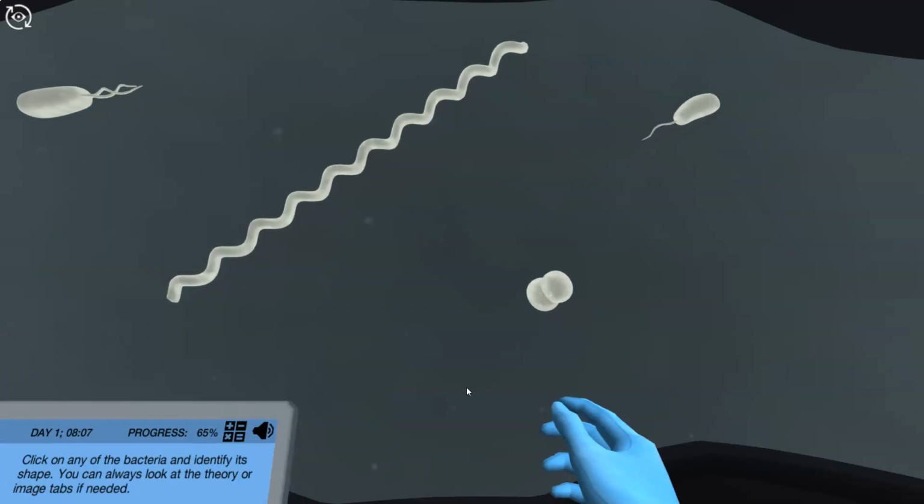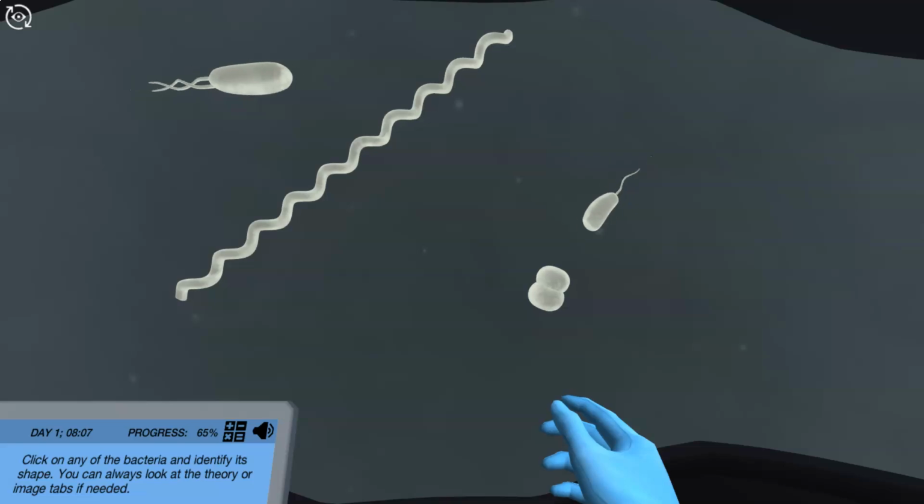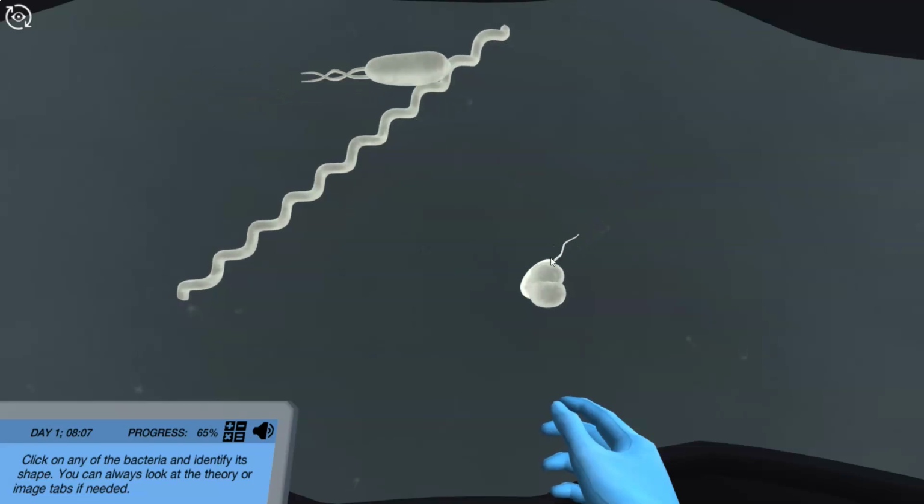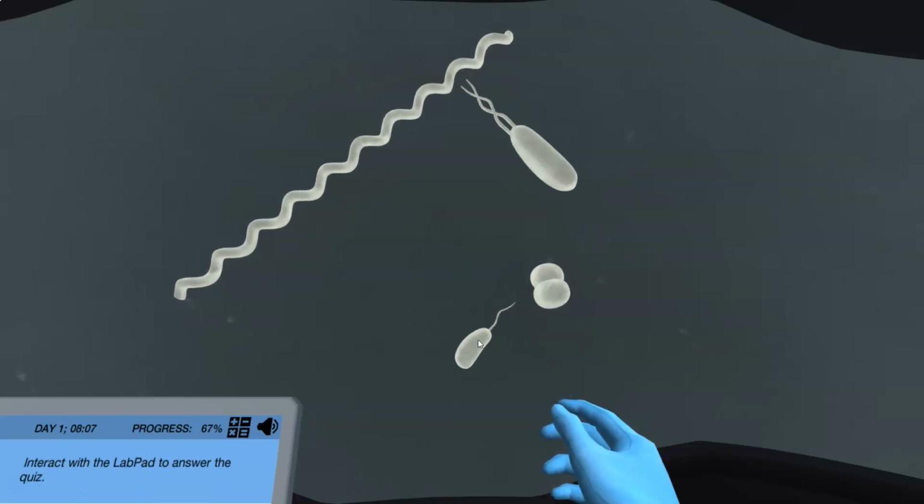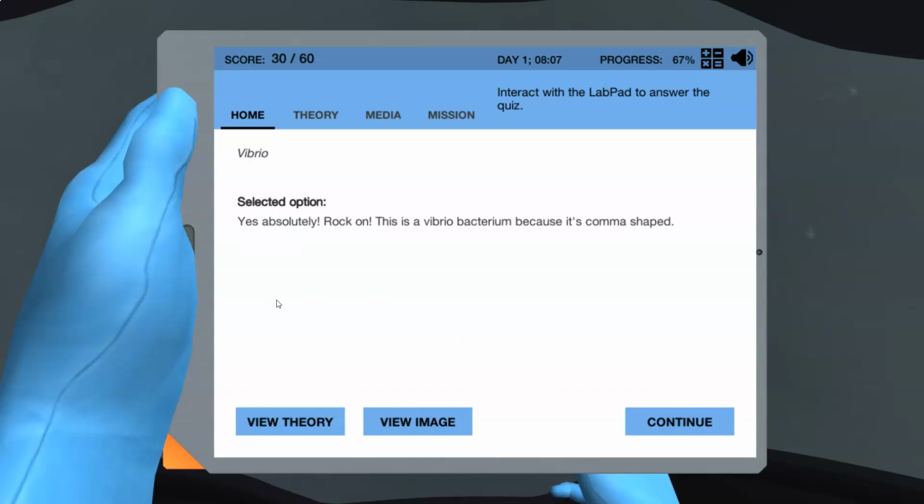Click on any of the bacteria and identify its shape. You can always look at the theory or image tabs if needed. Which shape is the bacteria you caught? Yes, absolutely. Rock on. This is a Vibrio bacterium because it's comma-shaped.